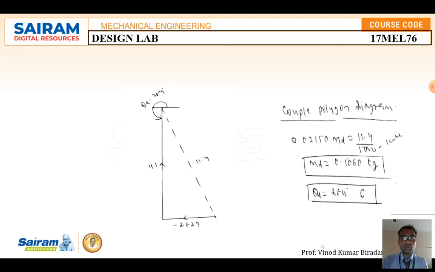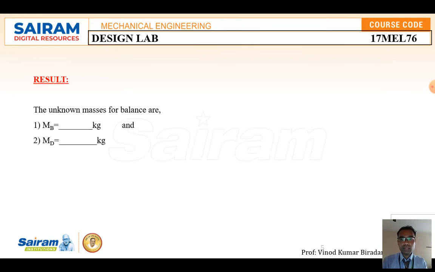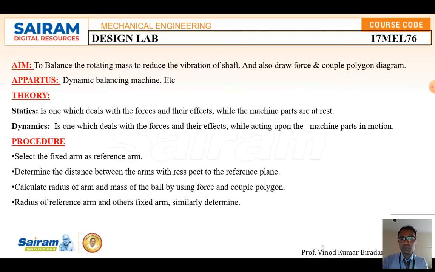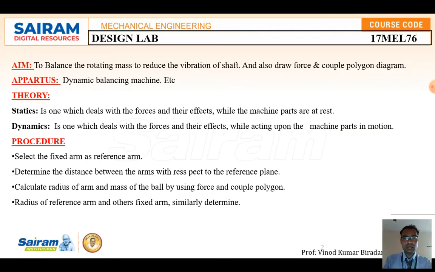So this is how we draw the force polygon diagram and couple polygon diagram. This is about the balancing of rotating masses experiment. The main aim of this experiment is to reduce the vibration of the machine component. That is the main purpose. How do you reduce it? There will be four planes, two unknown and two known. You calculate the unknown masses and fix them at a particular angle, and then the whole system is balanced. I hope you understand this experiment, balancing of rotating masses. Okay, thank you.